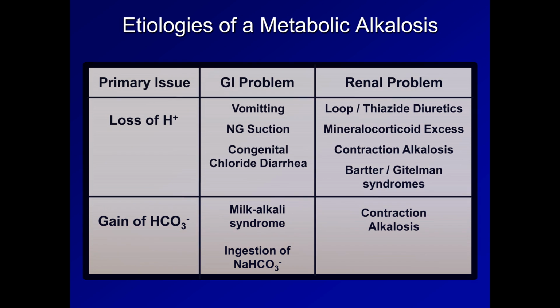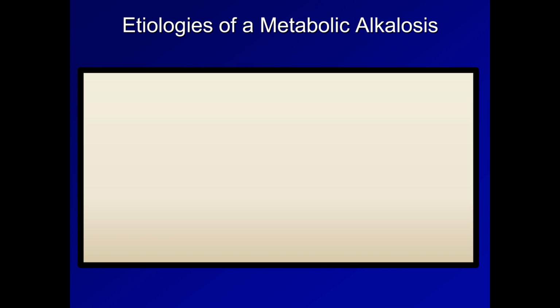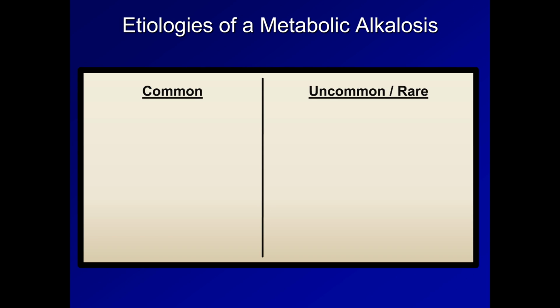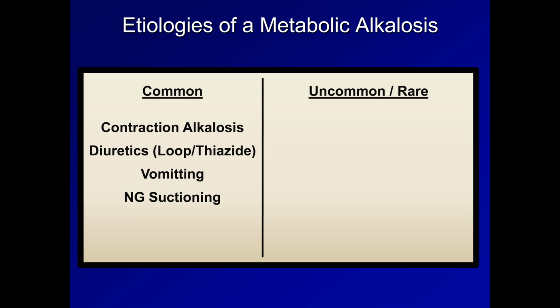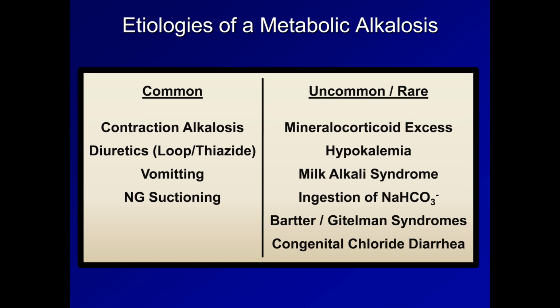I personally prefer a different scheme for classifying these etiologies based on whether the conditions are common or uncommon causes of metabolic alkaloses. Common etiologies include contraction alkalosis, diuretics, vomiting, and NG suction. Uncommon or rare etiologies include mineralocorticoid excess, hypokalemia, Milk-Alkali Syndrome, ingestion of sodium bicarb, Bartter and Gitelman syndromes, and congenital chloride diarrhea. I'm not suggesting here that hypokalemia is itself uncommon, but rather it is an uncommon cause of a clinically relevant alkalosis in the absence of an additional process.